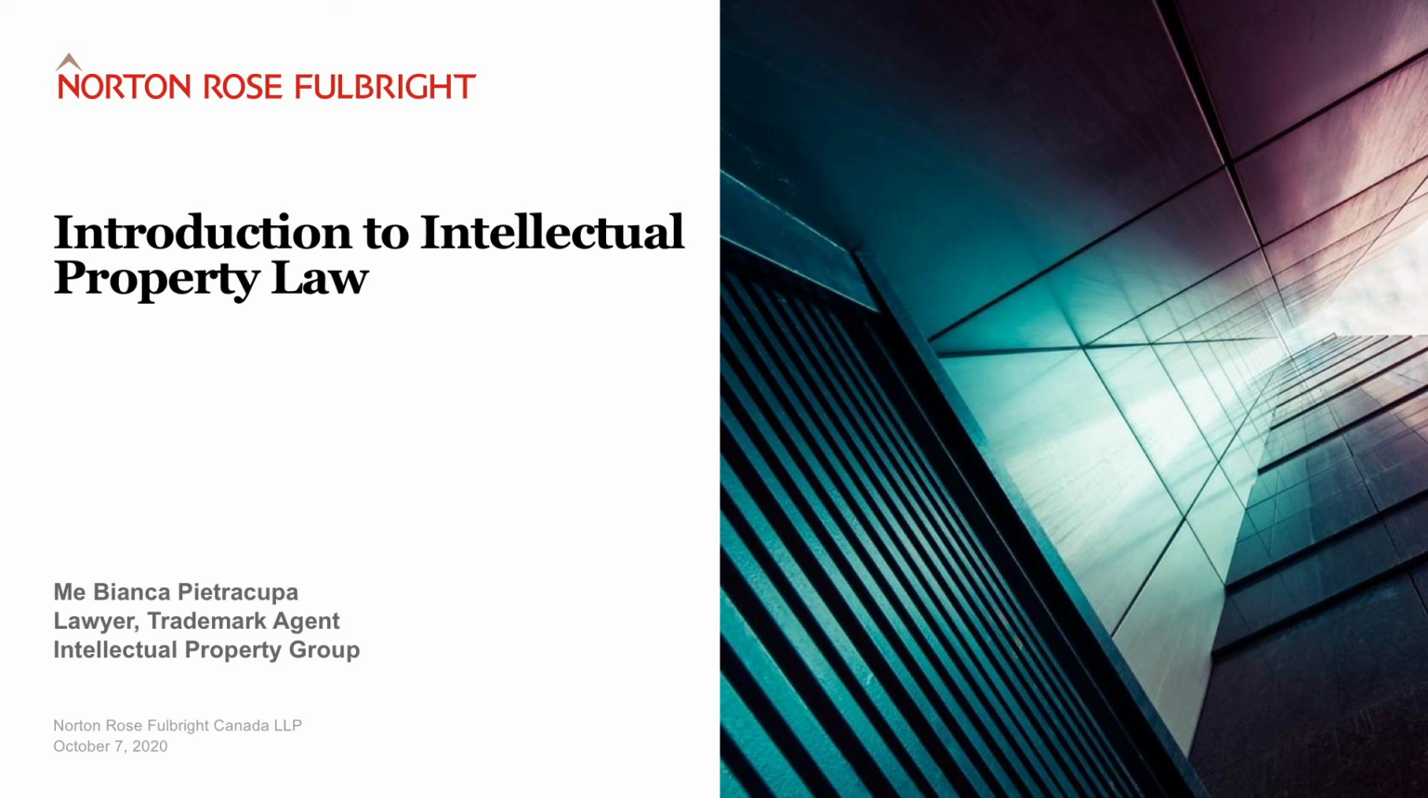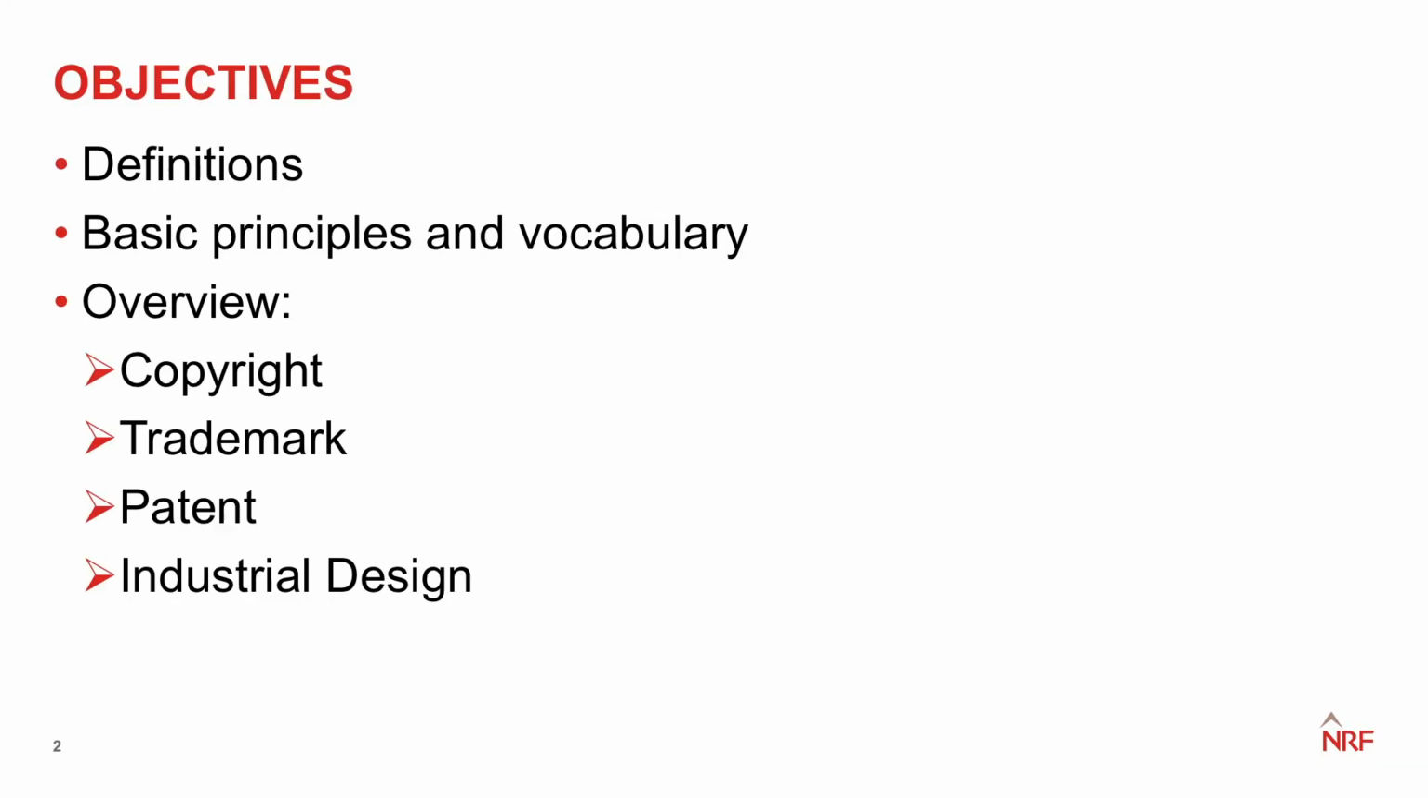So today I want to do a quick overview of IP with you, and these are some of the objectives I have that I want to cover. First and foremost, just go through some basic definitions. When we talk about patents, trademarks, what exactly is it that we're talking about? Take an overview of some basic principles and vocabulary so that in the future, when you are in a situation where you need to discuss your rights, you'll at least be able to communicate efficiently and effectively. And go through a couple of different types of IP.